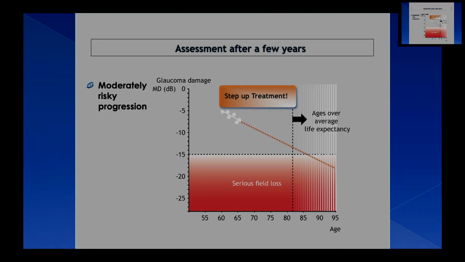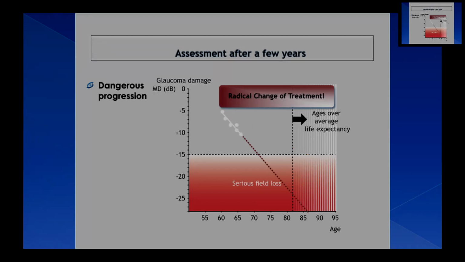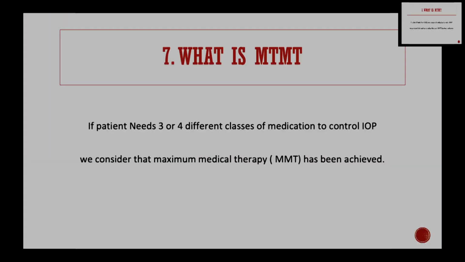If it's a steep rate of progression, the vision is going down. In this case, you need to consider stepping up the treatment. But if it's a very steep rate of progression, more than 2 decibel per year, you need to relook at the patient. Maybe you might have missed a closed angle, you might have missed a pseudoexfoliation, maybe there is some serious issue with compliance of the patient. So treat the patient as a new patient, relook at the patient again.